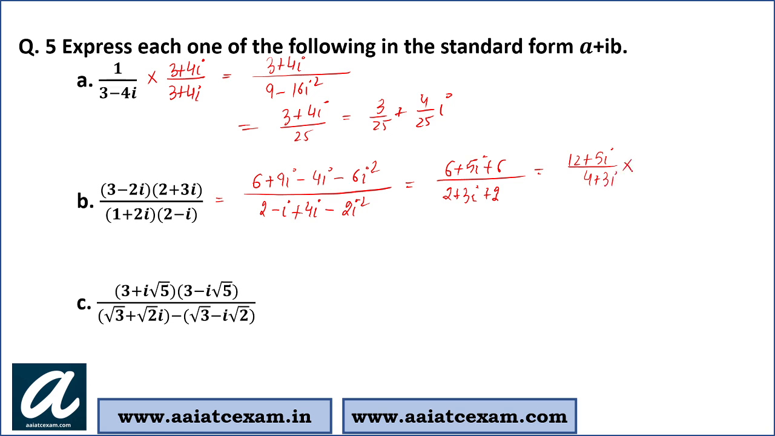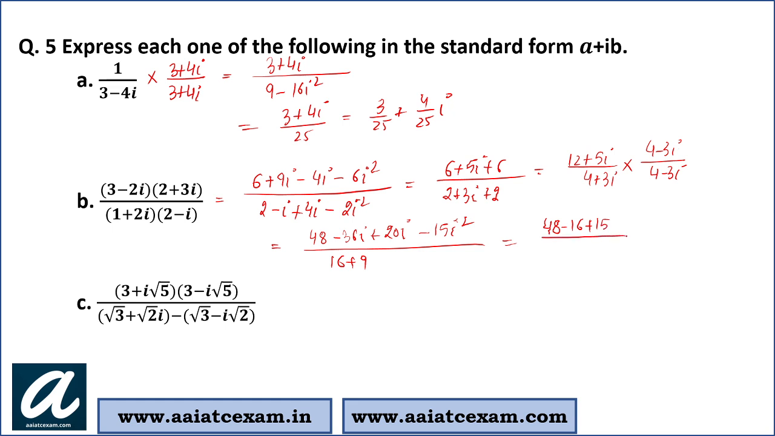Now convert this to standard form, that is, rationalize the denominator. Multiply by 4 minus 3 iota by 4 minus 3 iota, which will become 48 minus 36 iota plus 20 iota minus 15 iota square, by, in the denominator, 16 plus 9. So this will be equal to 48 minus 16 iota plus 15 by 25. So the right answer: 48 plus 15 is how much, students? It is 63. So 63 by 25 minus 16 by 25 iota. This is your standard form.